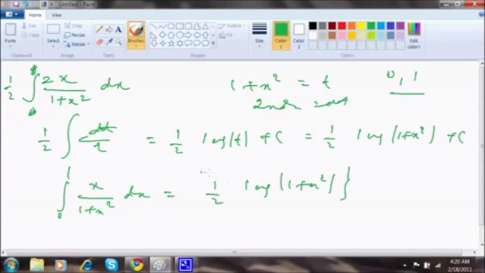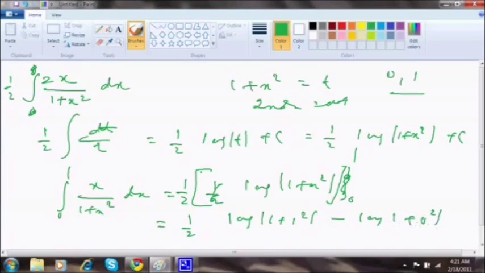Here I go with the limits, 0 to 1. 1 by 2 is a constant coming out, so this is 1 by 2 log of 1 plus 1 square minus log of 1 plus 0 square. So 1 plus 1 square is 2. This is 1. Log of 1 is 0. So this comes to be 1 by 2 log of 2. I believe I could convince you how to do definite integrals quite comfortably.